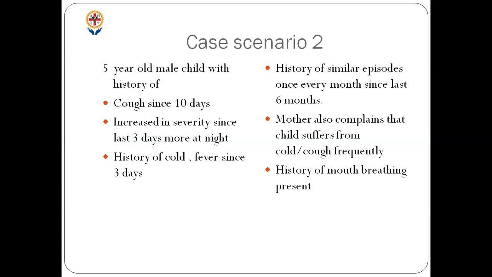So coming to case scenario 2, there is a 5-year-old male child with history of cough since 10 days, increased in severity since the last 3 days, which is more at night. And there is history of cold, fever since 3 days. When asked about the detailed history, the mother says the child frequently suffers from cold and cough. This type of history, frequent episodes of URTI, is present for the past 6 months. And the mother also told that while sleeping, he has mouth breathing, and even sometimes at daytime also she observed the child mouth breathing.